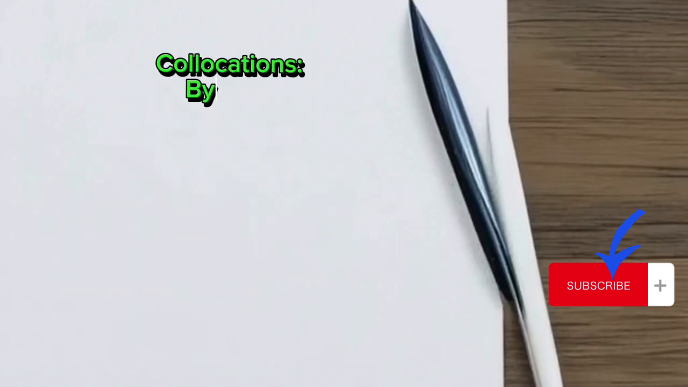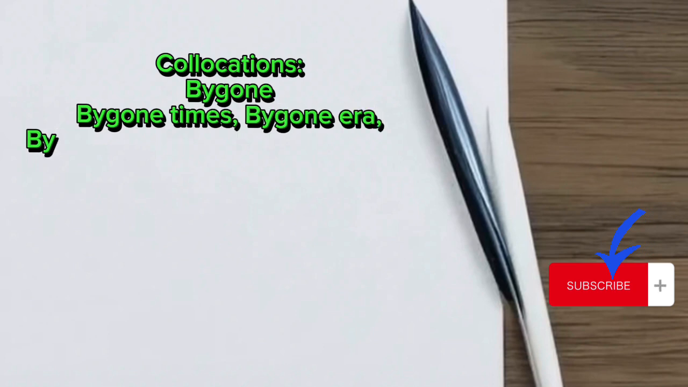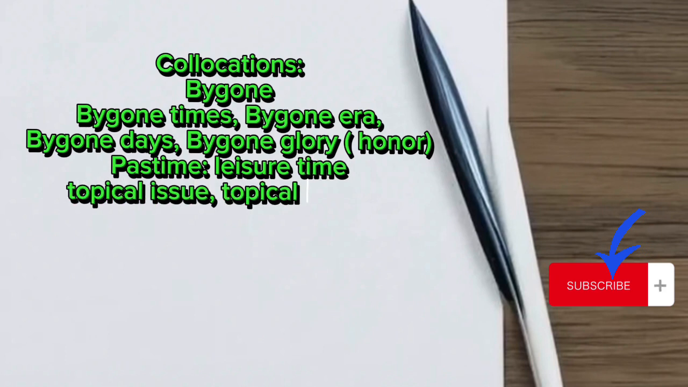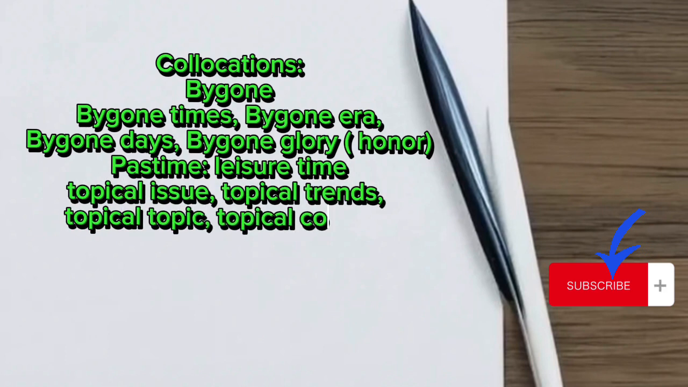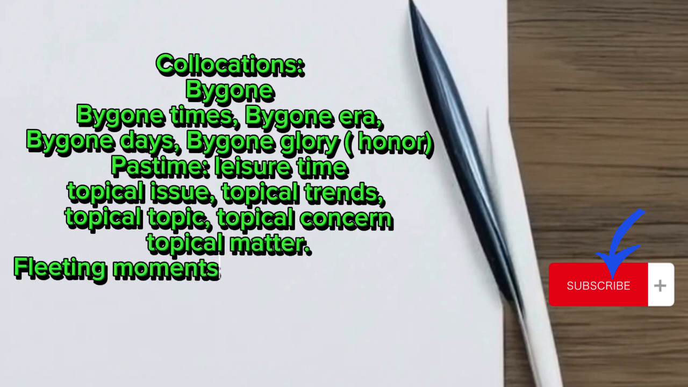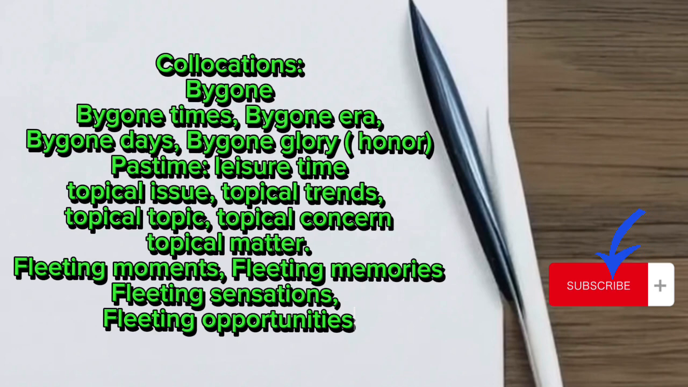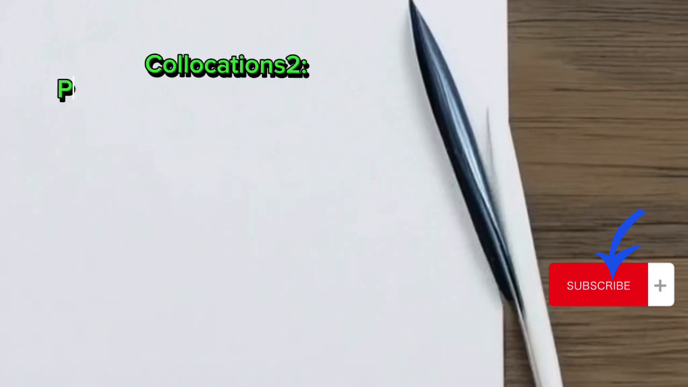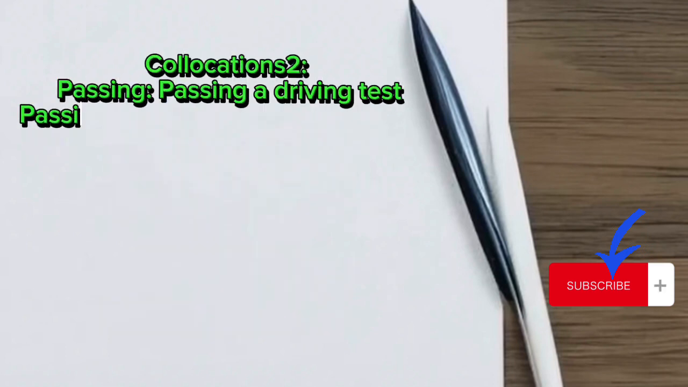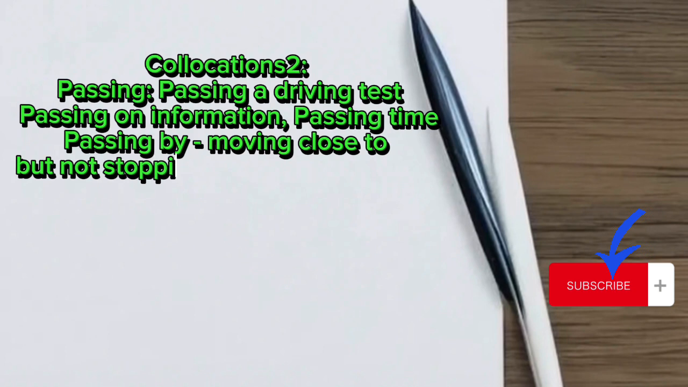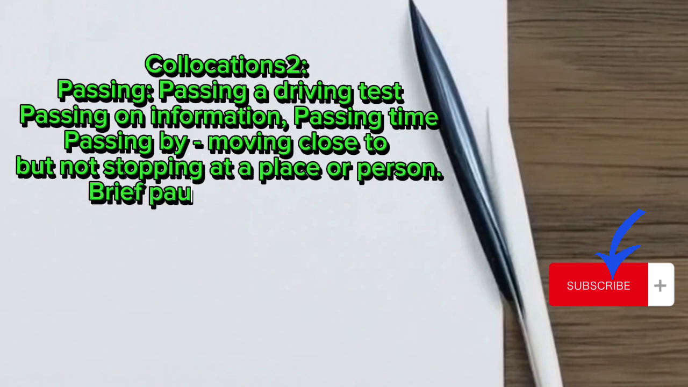Collocations: bygone times, bygone era, bygone days, bygone glory. Pastime means leisure time. Topical issue, topical trends, topical concern, topical matter. Fleeting moments, fleeting memories, fleeting sensations, fleeting opportunities. Collocation 2. Passing: passing a driving test, passing on information, passing time. Passing by means moving close to but not stopping at a place or person.